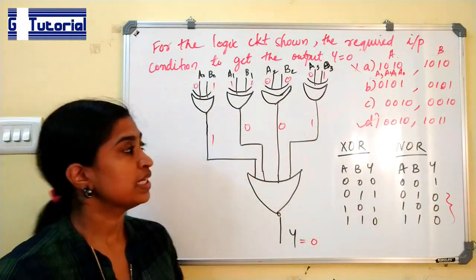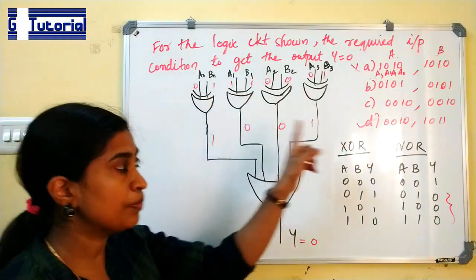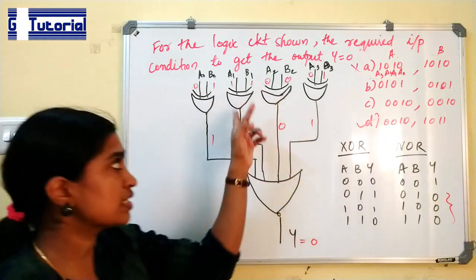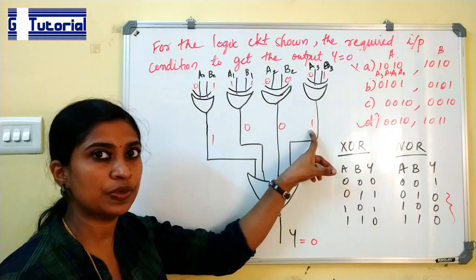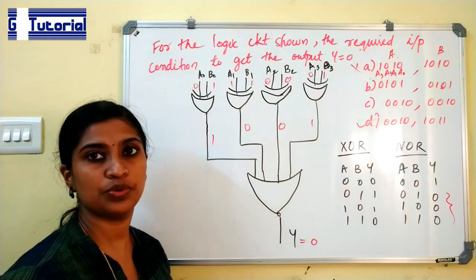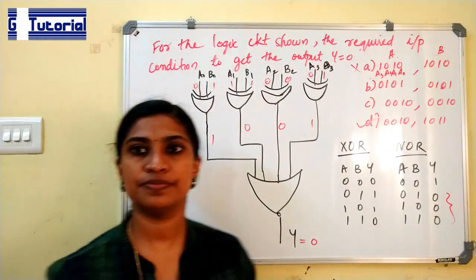Here we are using XOR gate, so the inputs should be different. Only when the inputs are different, the output of this gate is 1. When any of the inputs is 1, the output of the NOR gate is 0. So we have obtained the answer.